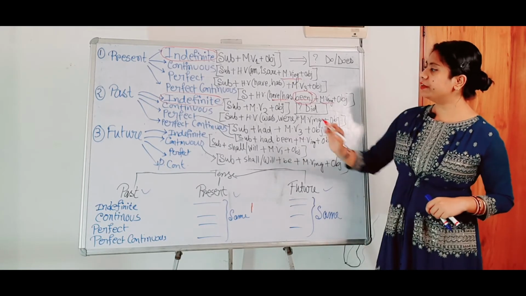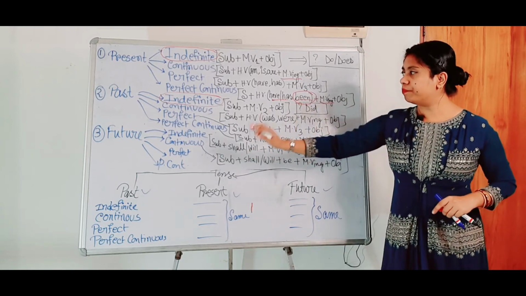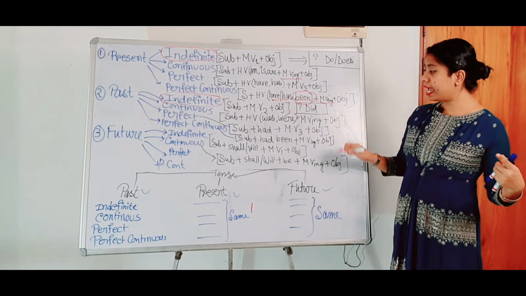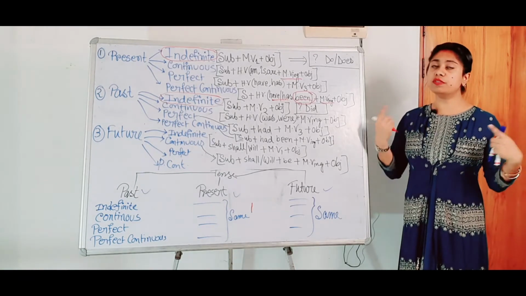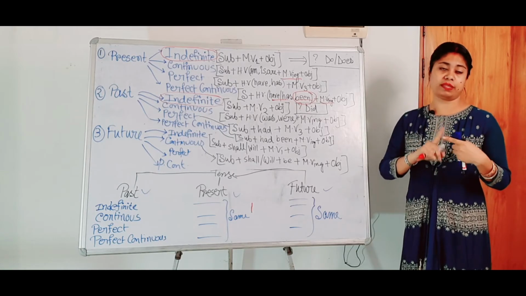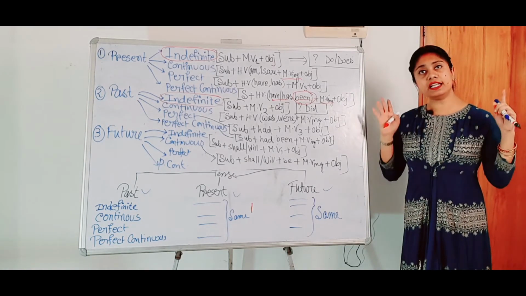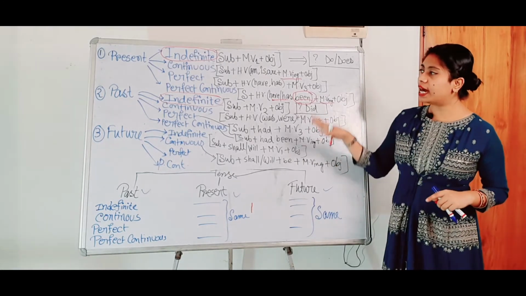So future indefinite: subject, shall, will, main verb 1 and object. And future continuous: subject, shall, will, then be and main verb ing. Why be? Because for continuous tense, always remember that be is the helping verb. The helping verb be is necessary with the main verb ing. That is the continuous tense. And after that, object. So these are the tenses.